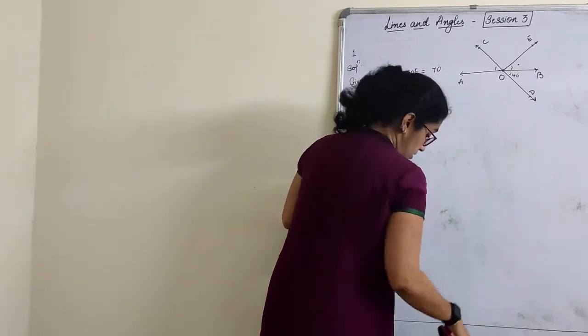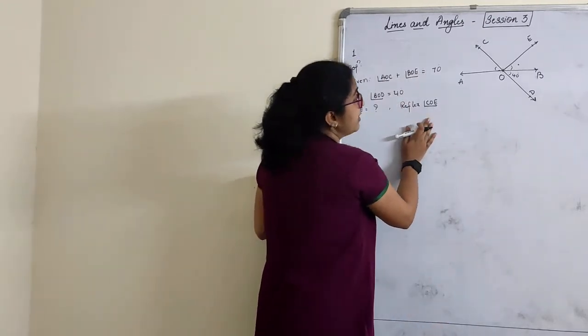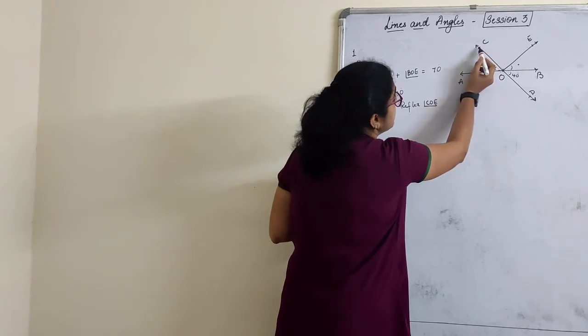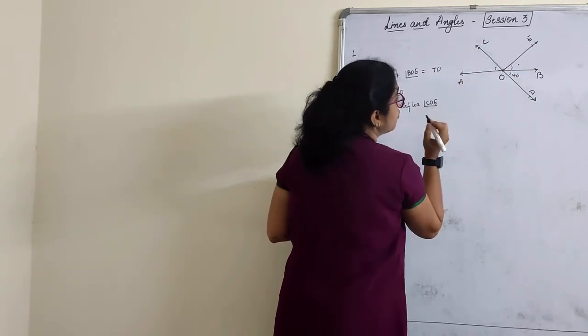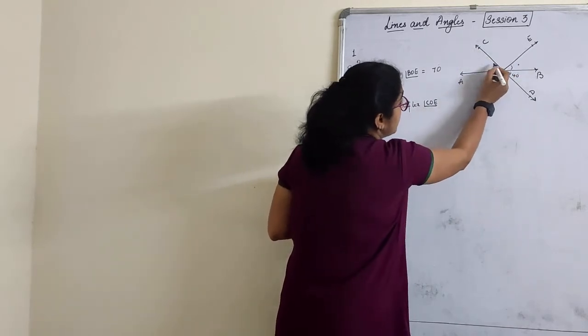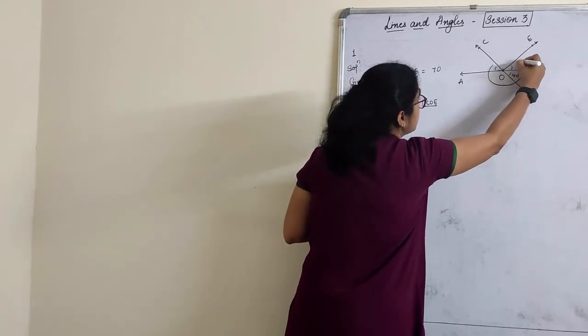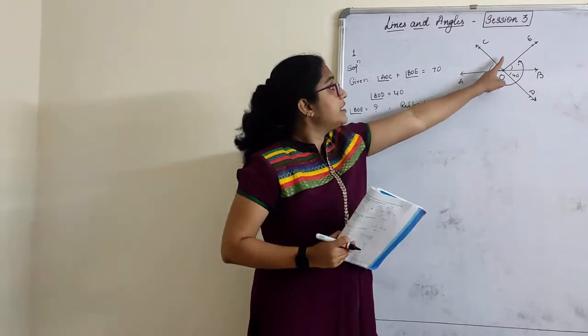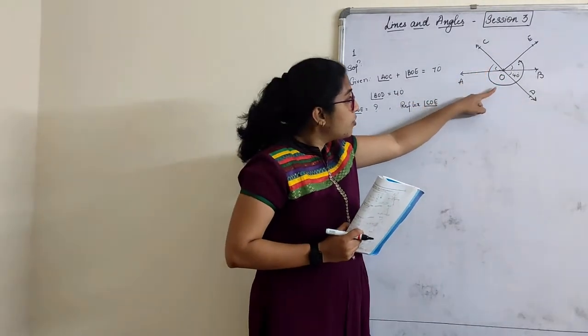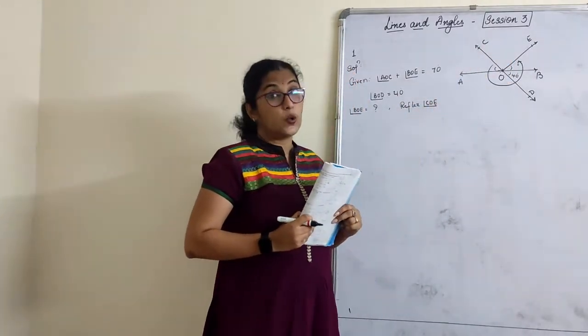So let's move on now. Where is reflex COE? First of all, see where COE is. This is COE. So what should your reflex COE be? It should be this whole angle. If you want, I'll mark it here. See, if this is COE, this whole is reflex COE.